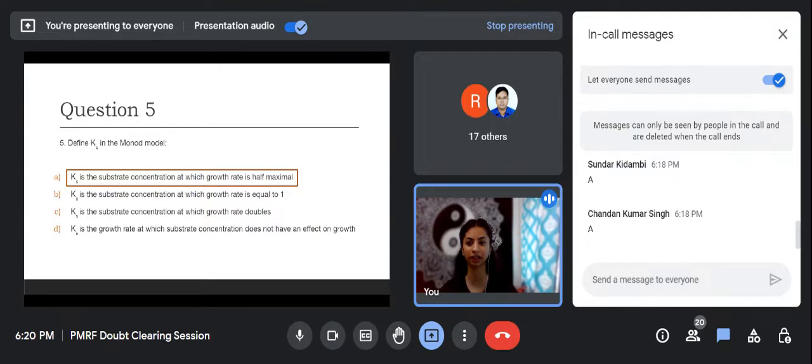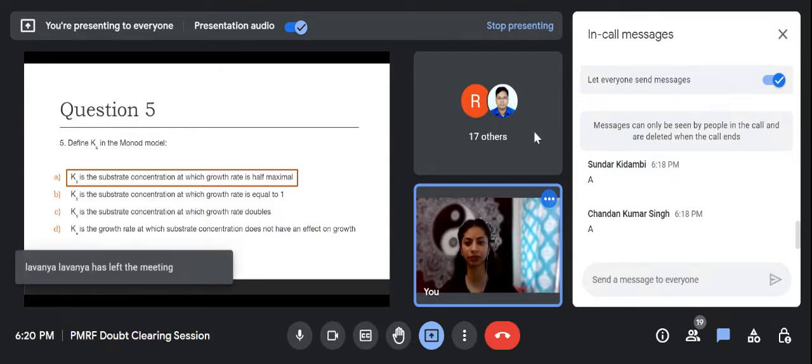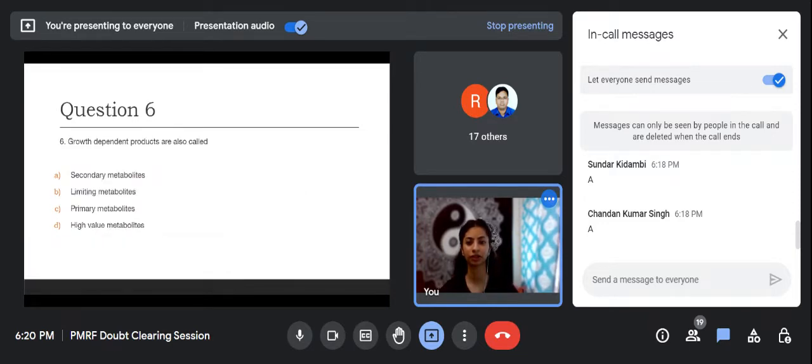All of you have understood the graph, right? What the graph represents. Because changes in the reaction parameters will bring changes to these graphs and the Ks and the Vm, etc. I'm assuming you have understood this. I'll move on to the next question.